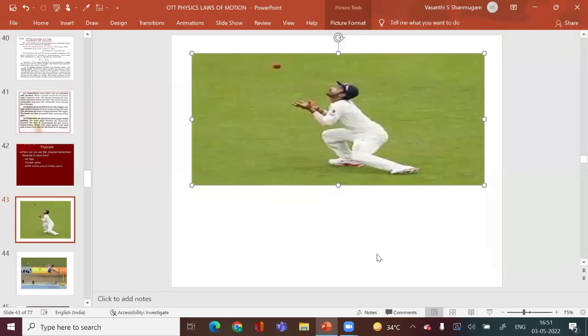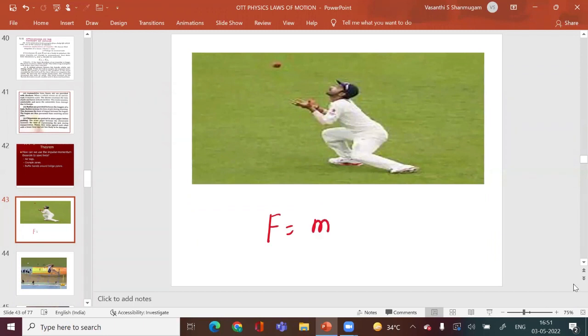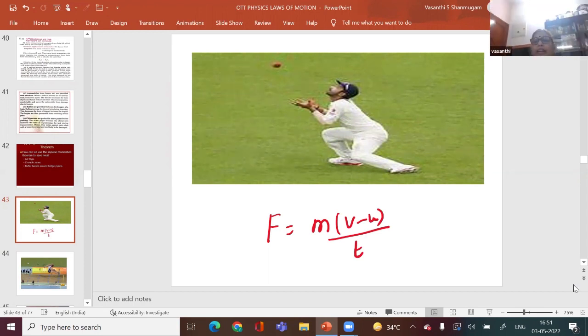Ma'am, we can also consider the example of hitting a nail. If we want to hammer a nail, if we do it very slowly, it won't go inside. We need to do it very quickly. Very fast, yeah. That is a very good example. When you want to fix a nail on the wall, you have to hit a little harder and fast, because we want the force of impact to be very large.